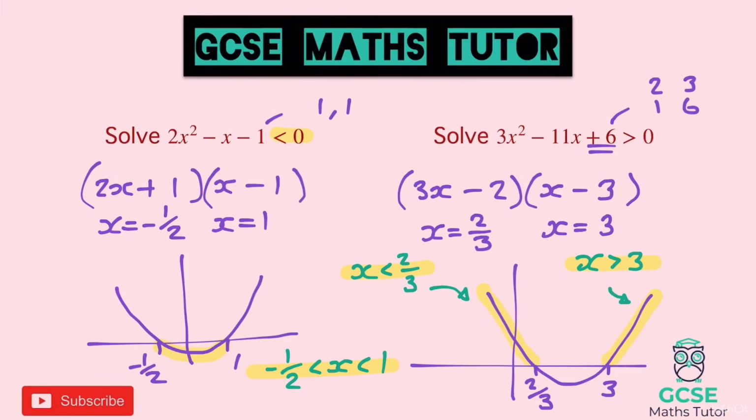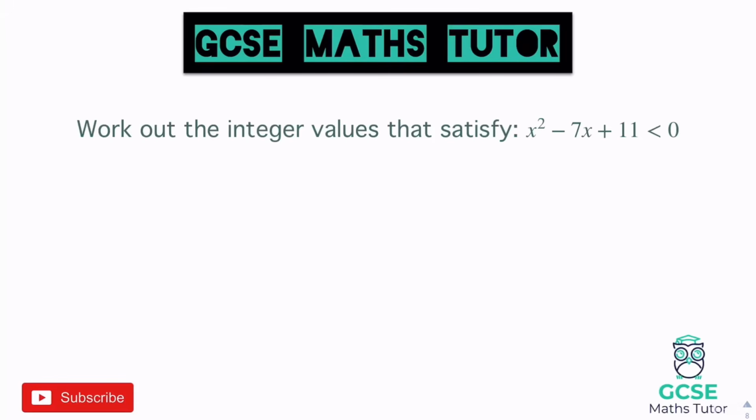Now let's have a look at something else. Okay, so just one question on this before you have a go, and that is work out the integer values that satisfy x squared minus 7x plus 11 is less than 0. So it says integer values, meaning whole numbers, okay, that's what an integer is.